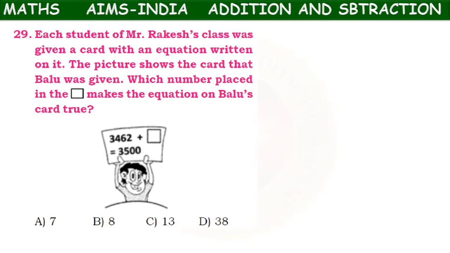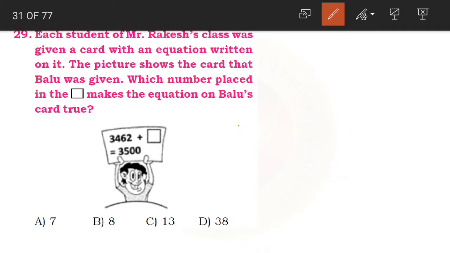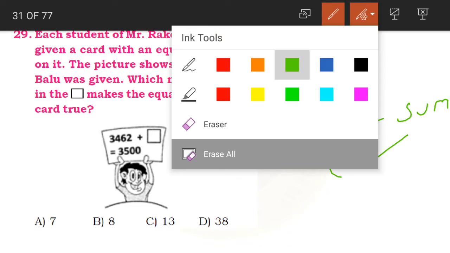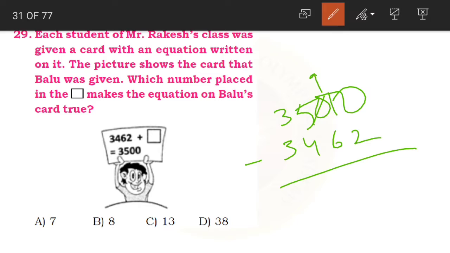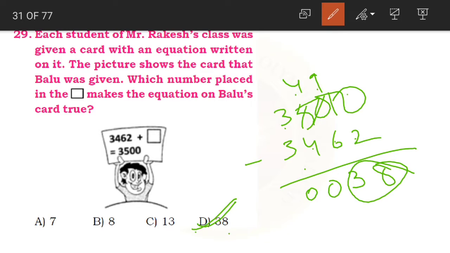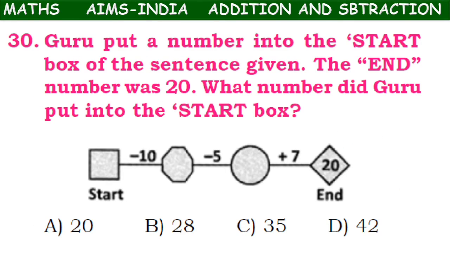How do we do that, children? Very good, through subtraction. Addend 1 plus something is equal to sum, so we subtract the addend from the given sum. 3,500 minus 3,462. Now zero becomes 10, 9, and this becomes 4. 10 minus 2, 8. 9 minus 6, 3. 4 minus 4, 0. 3 minus 3, 0. What is our answer, children? 38. So option D, 38. 3,462 plus 38 is equal to 3,500. Yes, children, this is how we solve this one.